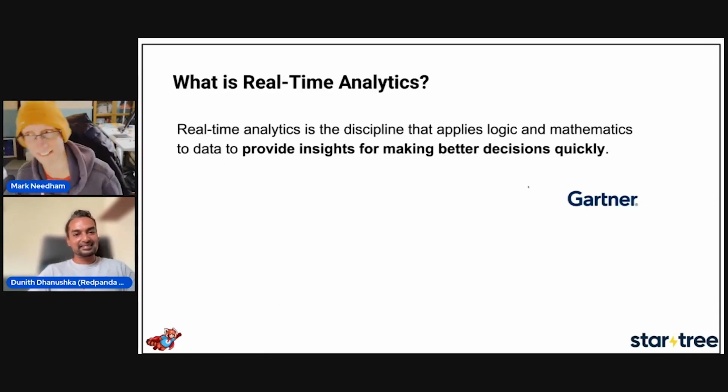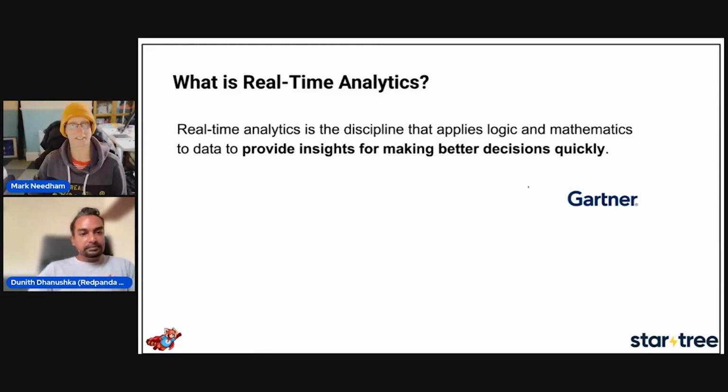Let's just start with a definition so we roughly know what we're talking about. This is the Gartner definition of real-time analytics. They say it's the discipline that applies logic and mathematics to data to provide insights for making better decisions quickly. Some of that is a bit vague, but the bit that's in bold is the interesting bit, right? Provide insights for making better decisions quickly. That's the whole point of the talk.